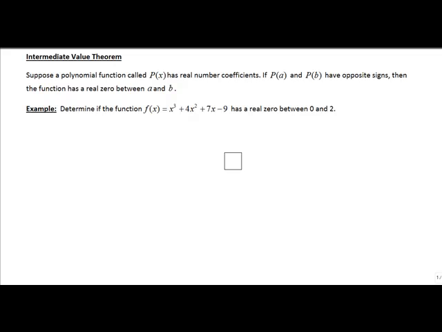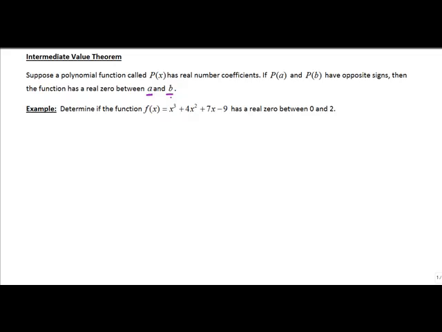Okay, let's take a look at the intermediate value theorem. It says, suppose a polynomial function called p of x has real number coefficients. If p of a and p of b have opposite signs, then the function has a real zero somewhere between a and b. So a is going to be an x value and so is b.